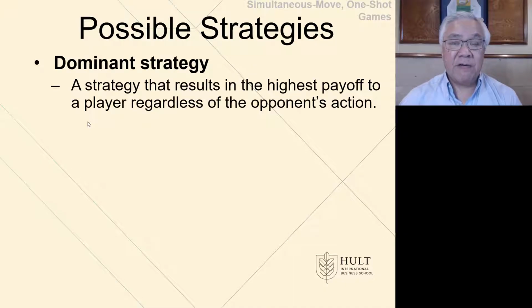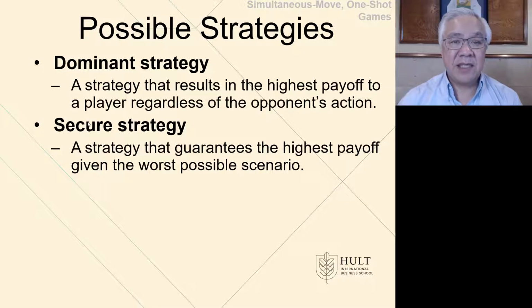Possible strategies are first, what are the dominant strategies if one exists? They don't always exist, but if they do, you like it because in this case, the highest payoff to the player results from the choice, and there's nothing the opponent can do to make it not the best choice. So we like things with that kind of certainty and control. Next is secure strategy. This is where you're guaranteed the highest payoff given the worst possible scenario.